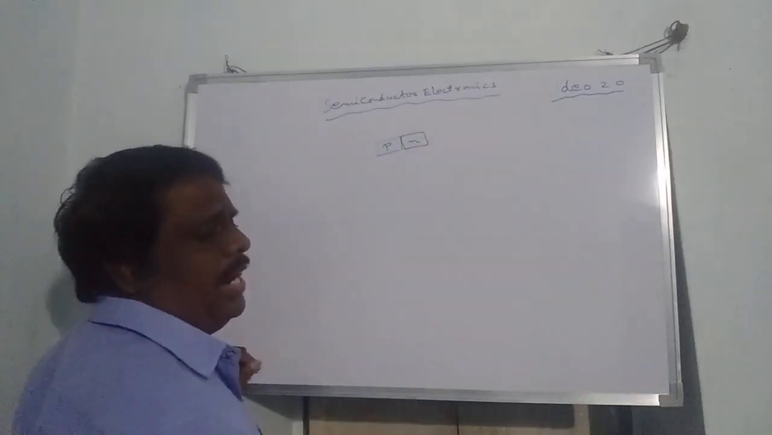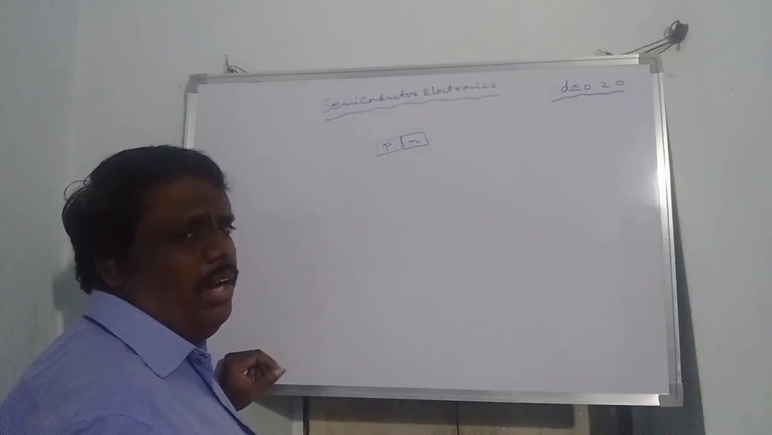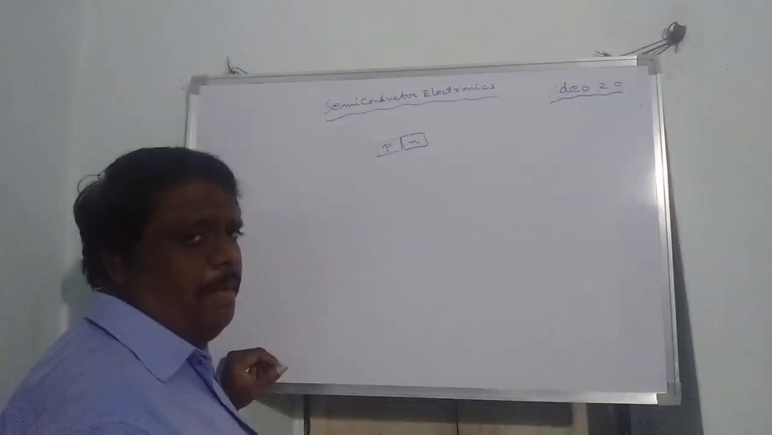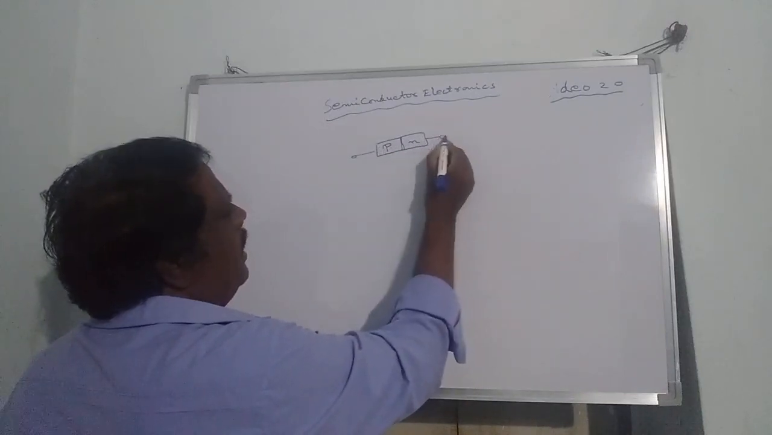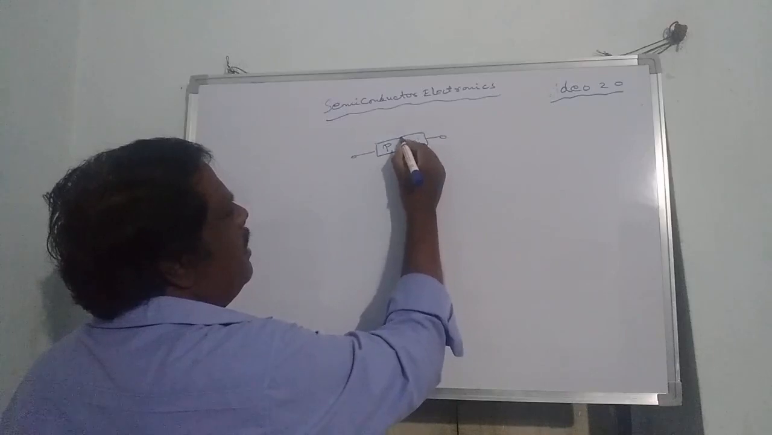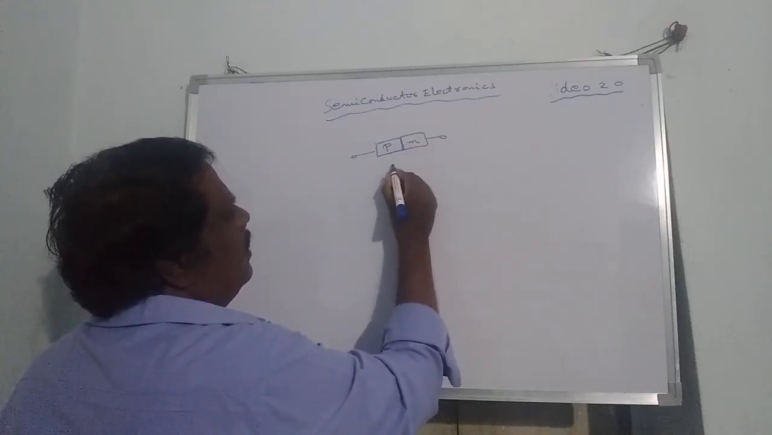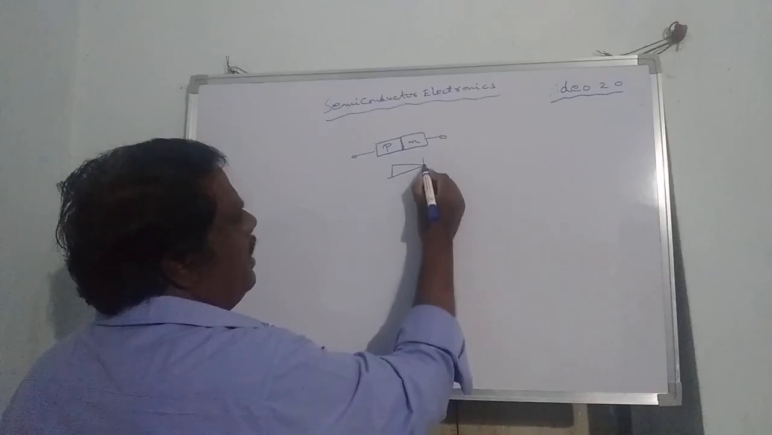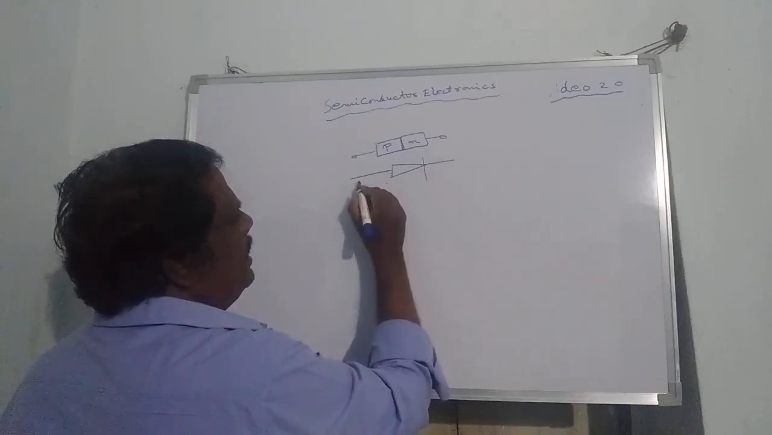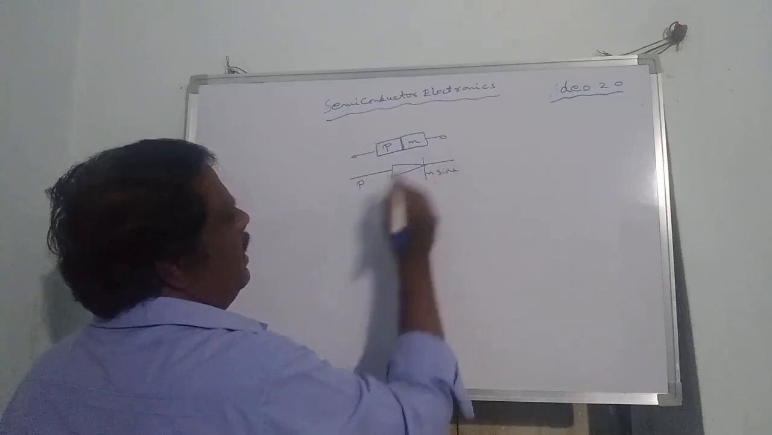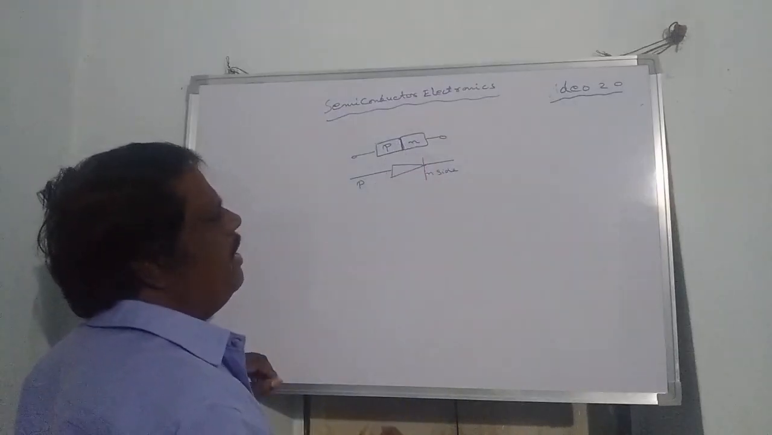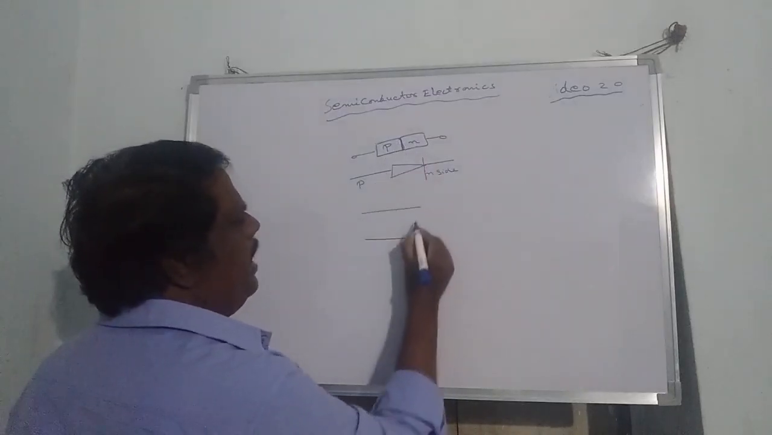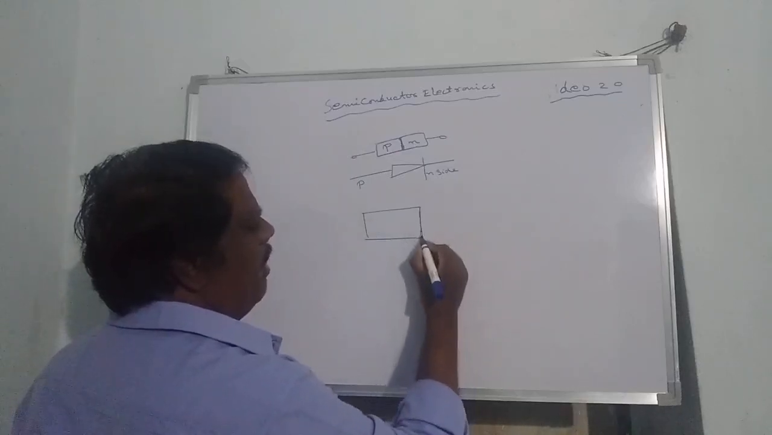A p-type semiconductor is sandwiched with an n-type, or a pure semiconductor is grown with trivalent impurity on one side and pentavalent on the other side. A PN junction diode will be formed. In this PN junction diode there will be one junction. This is the symbolic representation of the PN junction diode. This is the P side, this is the N side.